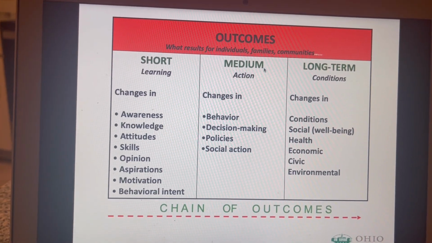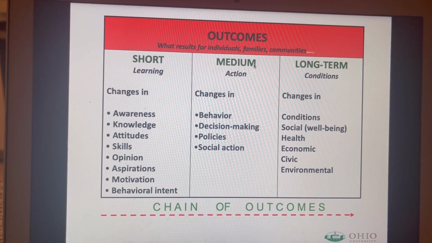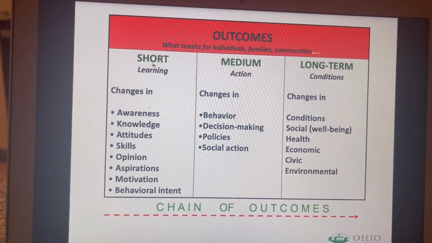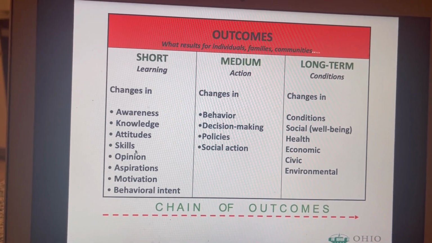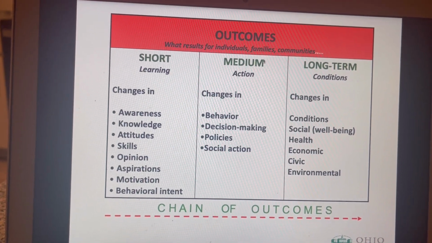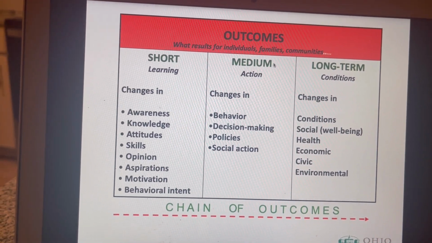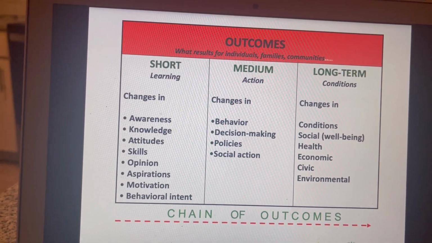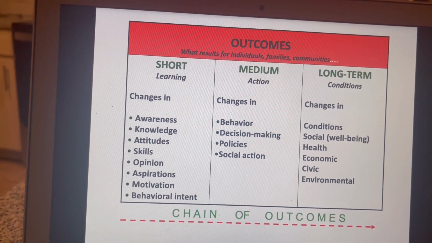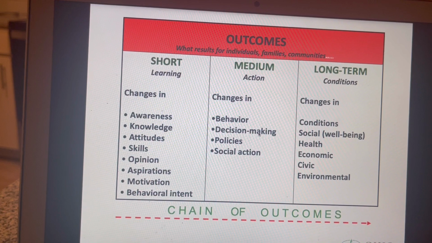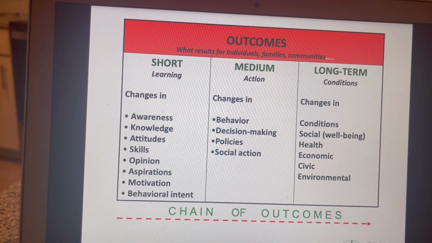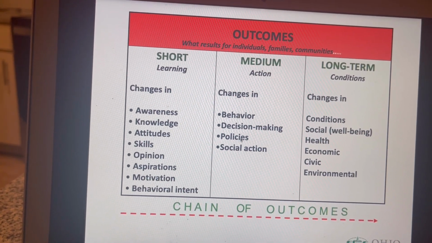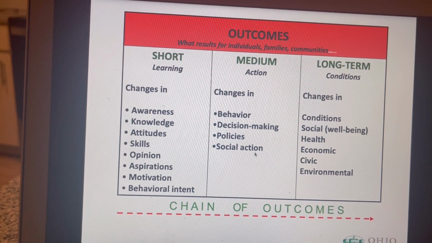The second column is the medium outcome. Medium outcome is action. Like I said, short-term is learning, so we measure knowledge, attitude, awareness. Then medium outcome deals with action, which is changes in behavior. Somebody who is smoking stops smoking, and you can measure that because the person stops smoking, and decision making as well in order to stop smoking, which is self-efficacy, and also changes in policy and changes in social actions.